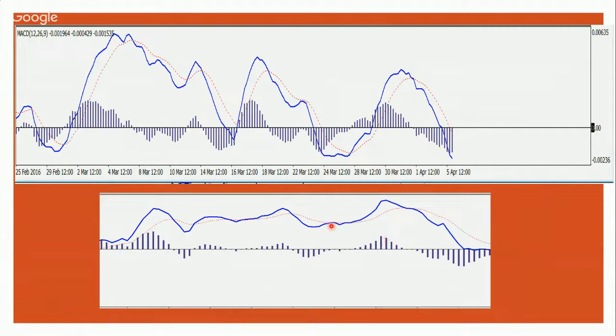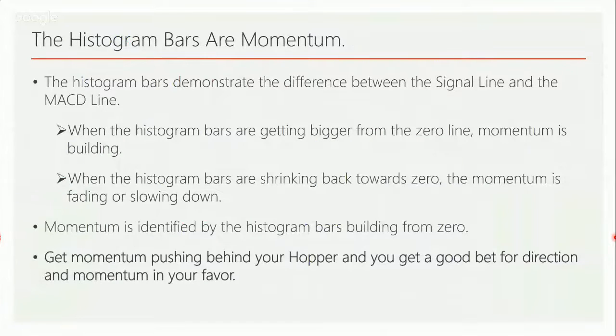And so when they're right on top of each other, there's no change, no momentum. And when there's a big gap between them, then we have a big histogram bar demonstrating momentum is happening. Good information in the moment as a trader for you guys to have. So the histogram bars are momentum. I refer to them as momentum bars. The histogram bars demonstrate the difference between the signal line and the MACD line.